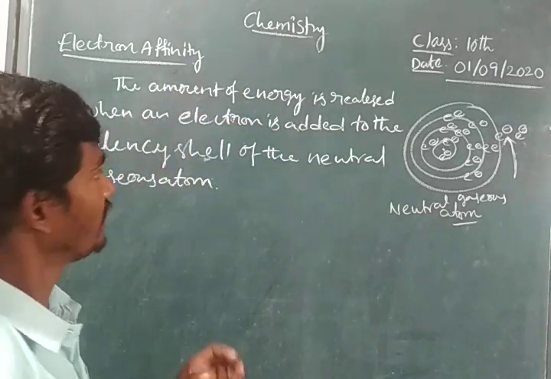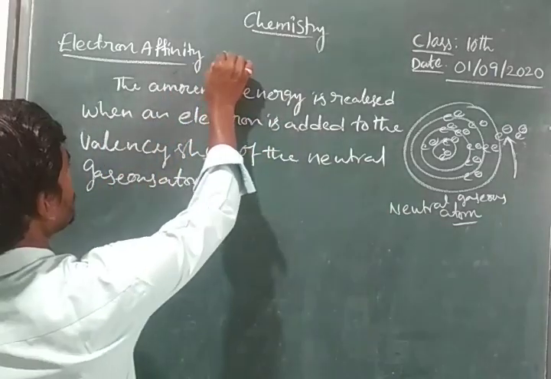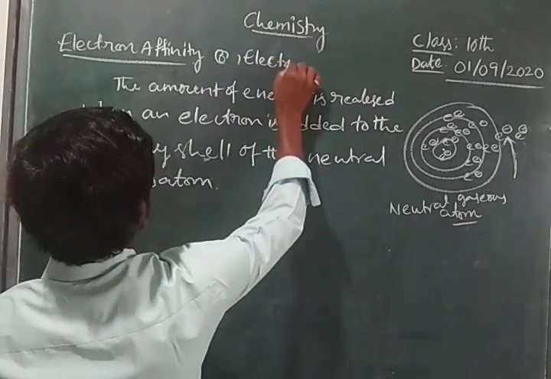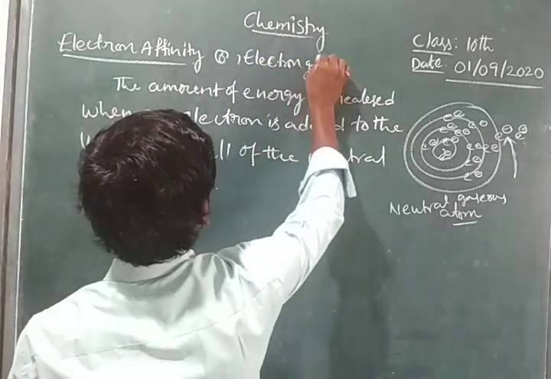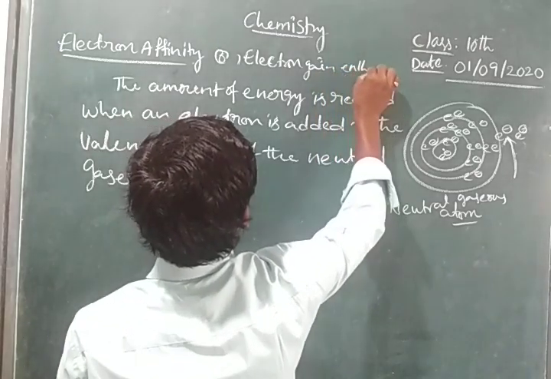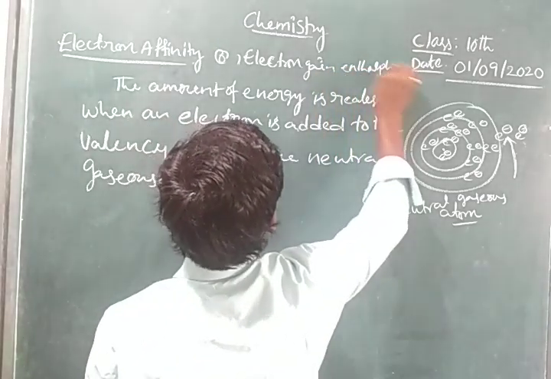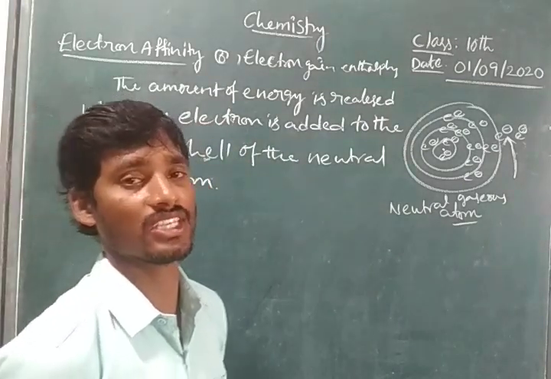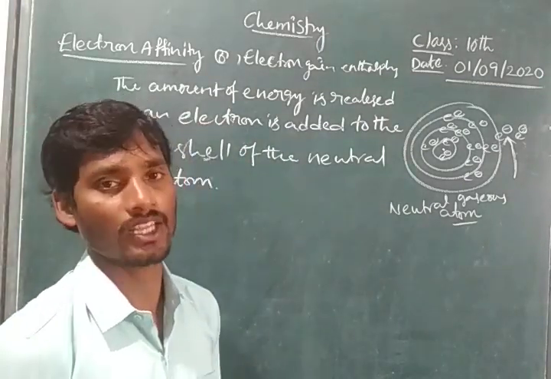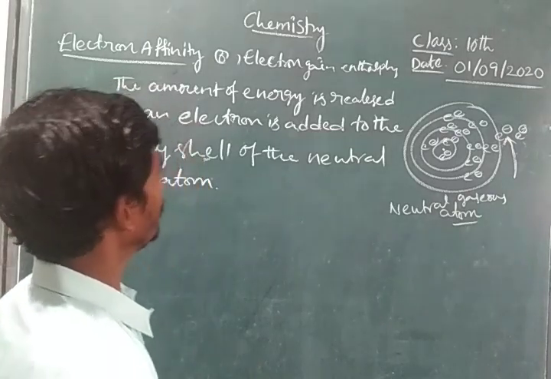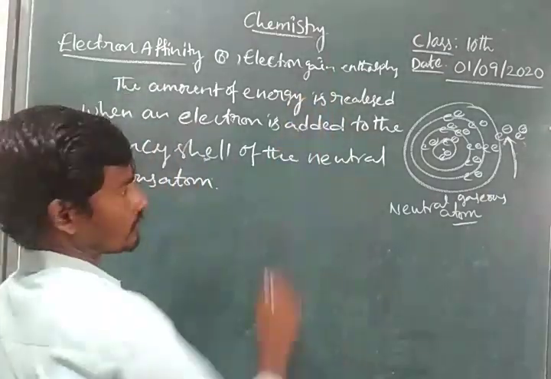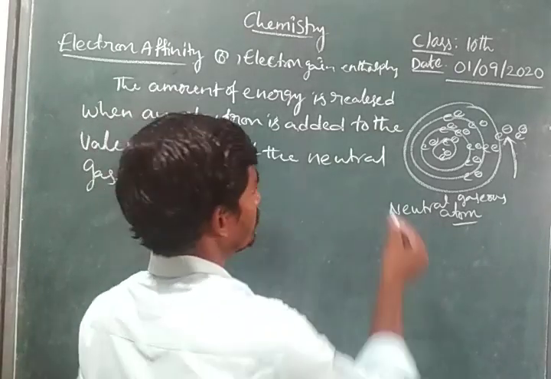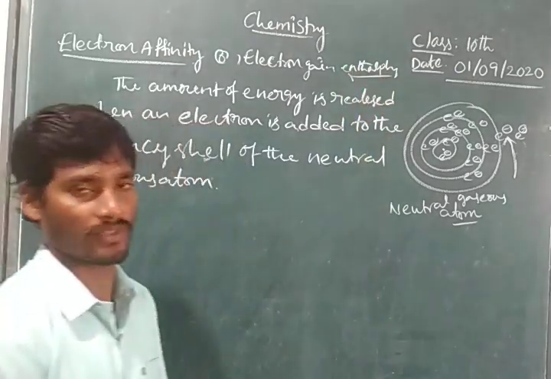That's why electron affinity is also called electron gain enthalpy. We have to consider it as electron gain enthalpy. When we are adding the electron, the electron gaining releases some energy, which we express in terms of enthalpy, right children?